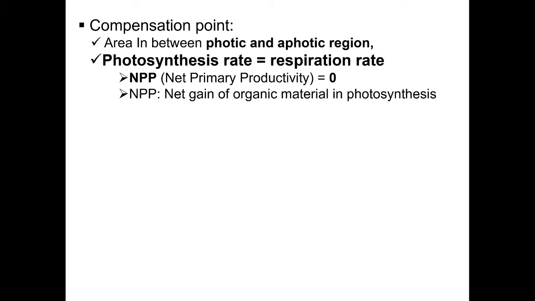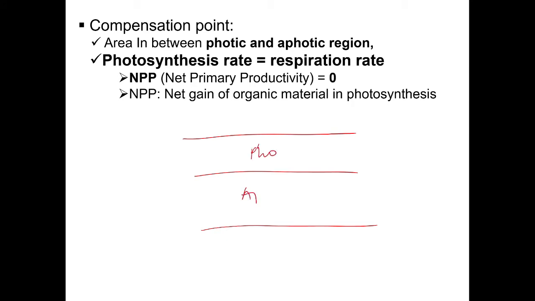The compensation point. Compensation point secara umumnya adalah kawasan, is an area in between the photic and aphotic zone. Conceptually, photic zone is where the photosynthesis is higher than the respiration process. So, in other words, production is higher than usage. While in aphotic zone, production is less than usage because since sunlight cannot reach the aphotic zone, there is no photosynthesis, respiration is higher here.